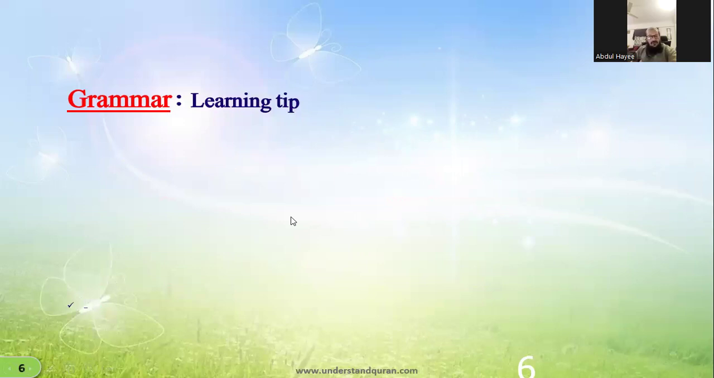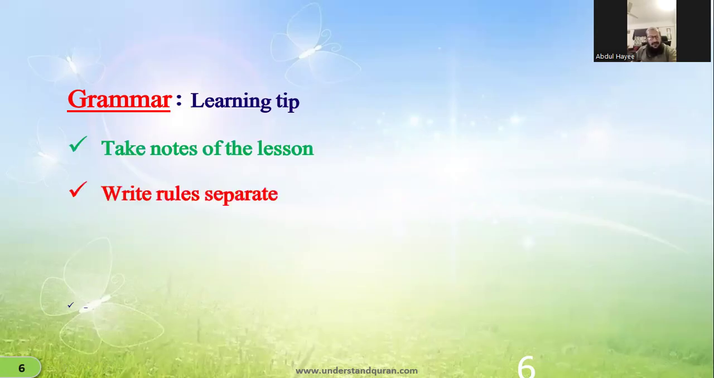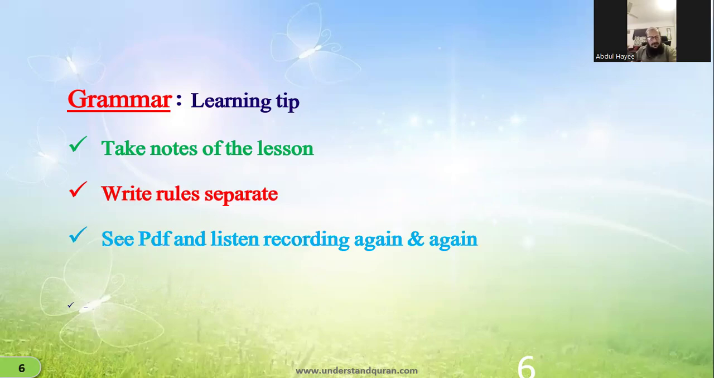So, a grammar learning tip is how we can easily learn the grammar. Take notes of the lesson, write the rules separately, see the PDF and listen to the recordings again and again. Study your notes and rules daily.